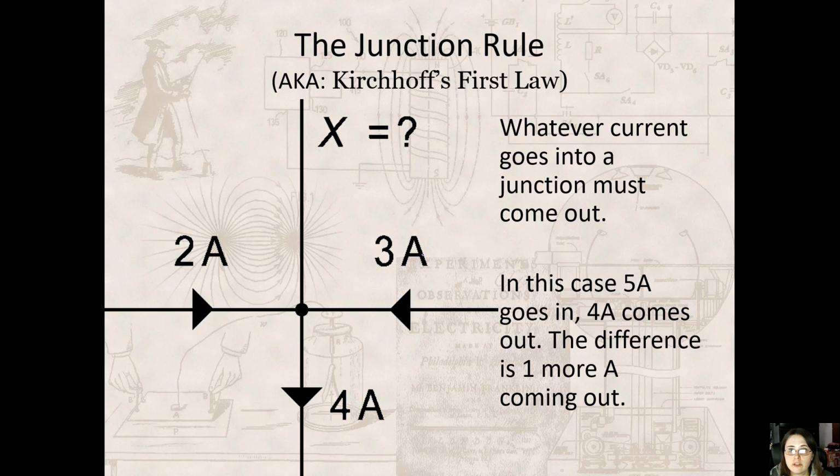So you have 3 amps that is going in here and 3 amps that's going in here. So there's 5 amps going in and 4 amps going down. That means that 1 more amp is going up this way. So that's 1 amp that goes that way.